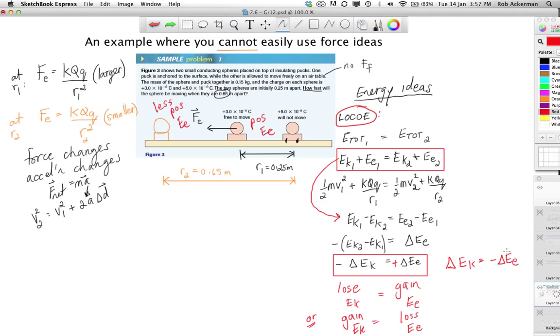Where did that EE go to? The law of conservation of energy tells us it's got to go somewhere. It actually goes into EK here. The puck picks up speed, gets moving faster than it was before.